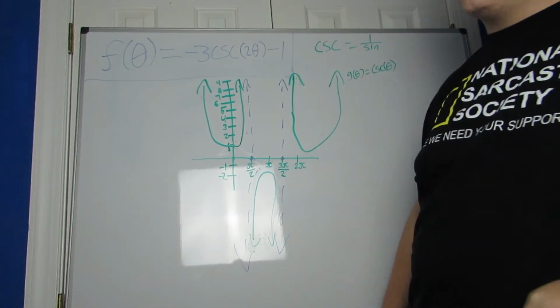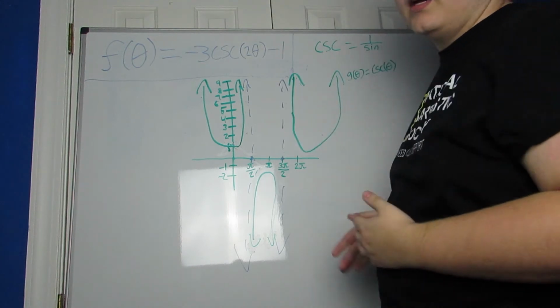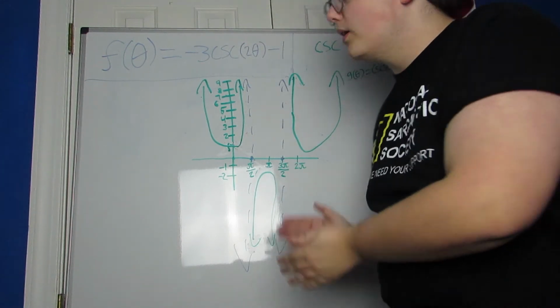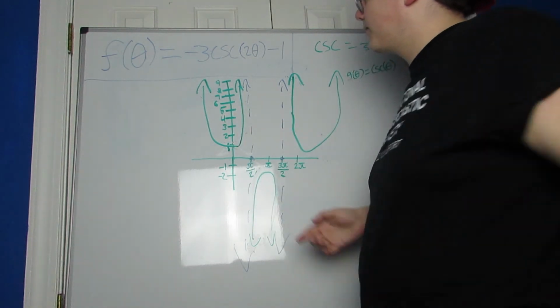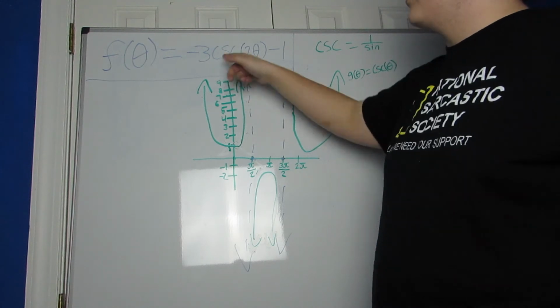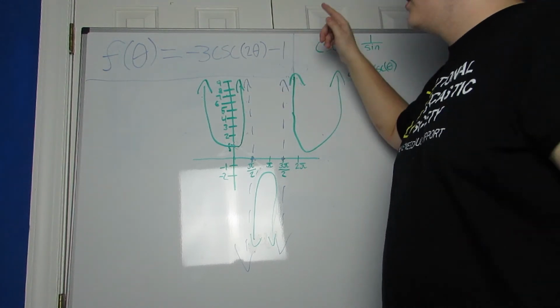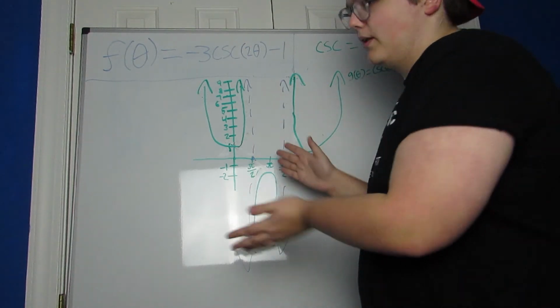This will cause the actual shape of each line in between each asymptote to shrink, because the asymptotes will be getting closer. When you break it down into all these chunks and figure out what -3 cosecant of 2 theta minus 1 equals, it will actually look something like this.